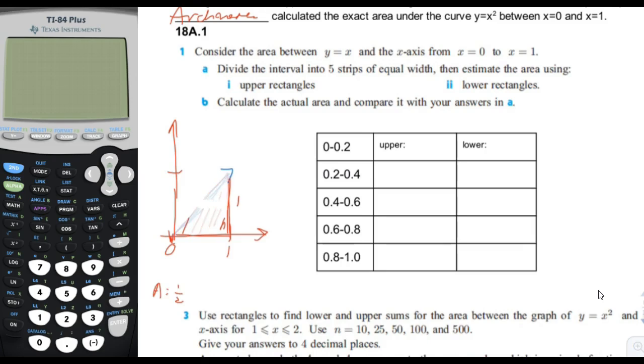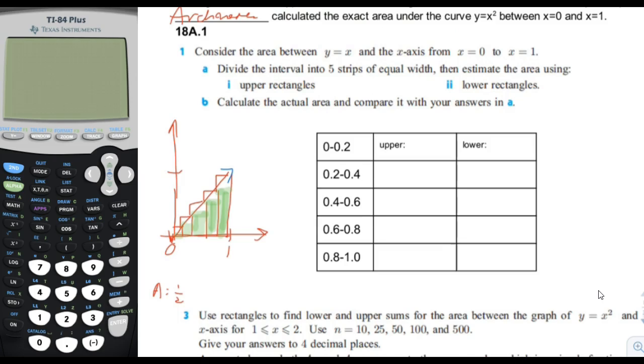Right? And what they're asking us to do is to calculate it using upper rectangles and lower rectangles. So what you do to do that is you divide up this space into 5 sections like that. And in upper rectangles, basically you're making these rectangles here that match the height of the tallest point within the interval. And for lower rectangles, you do these green rectangles, which the height of the green rectangles matches the lowest.